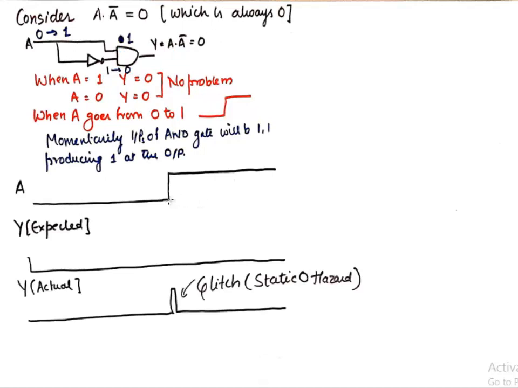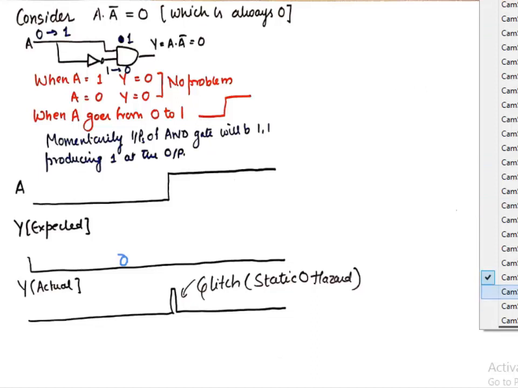Irrespective of the value of a, whether it's 0 or 1, we were expecting a 0. We were expecting a 0 here throughout. But what happened was, when a changed from 0 to 1, we found a glitch. The circuit produced 1 momentarily. And when could that possibly happen?